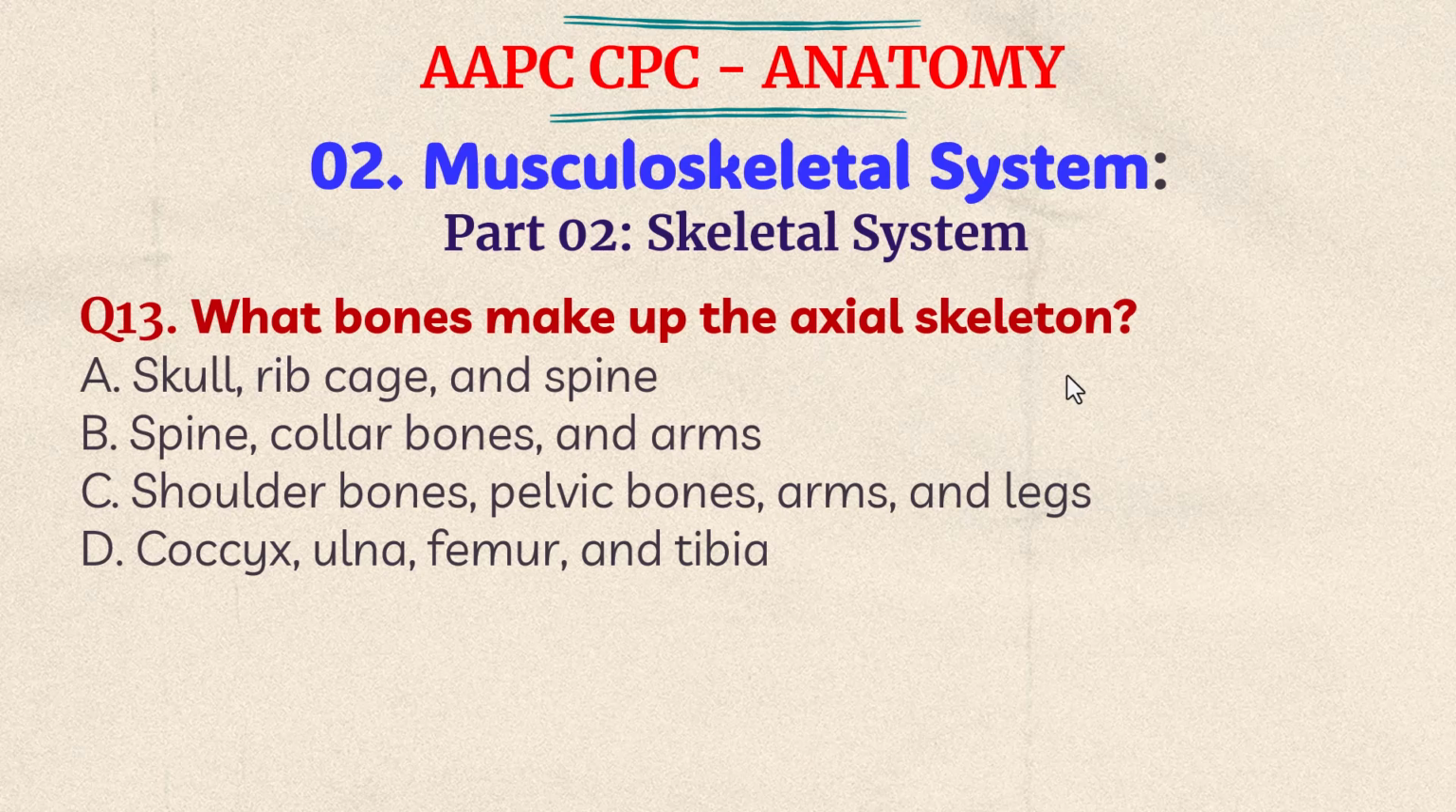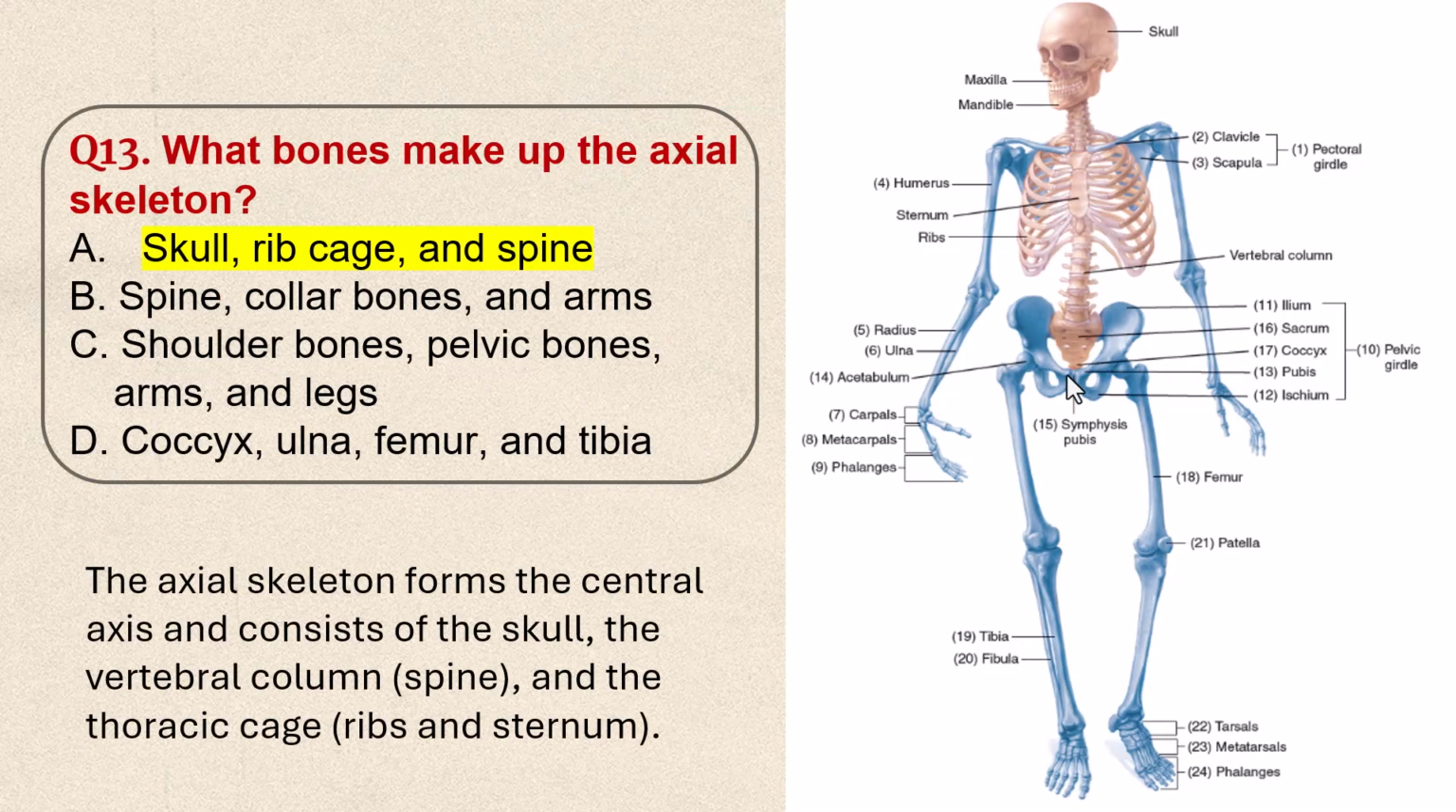Question number 13. What bones make up the axial skeleton? So there are 4 answers. Please pause the video and find the answer. The correct answer is skull, rib cage and spine. You can see the bones marked in yellow are the axial skeleton bones. They form the central axis and consist of the skull, the vertebral column here, that is called the spine, and the thoracic cage that includes the ribs and the sternum. The correct answer is A. Skull, rib cage and spine.